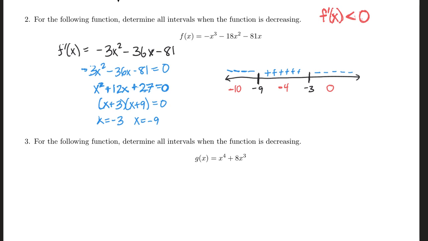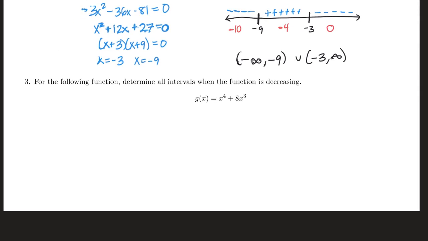All right, so when is my function decreasing? My final answer: it's in all the places where the derivative is negative, so it's going to be -infinity to -9 as one section, and the other section is -3 to infinity. All right, so these sign charts are going to be really important for this test, figuring out where things are positive and negative. All right, next problem, nothing changes, it's just a different function, so I have to find the derivative first.